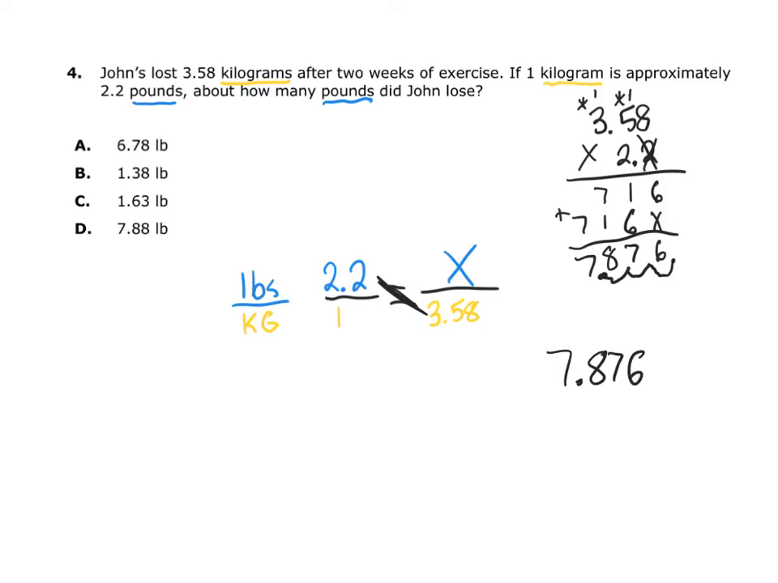7.876. Now we're only given 2 decimal places here. So we do have to round. So we look at that third number. That is 5 or more, so we're going to up this score. So our total answer should be 7.88 pounds, which is D.